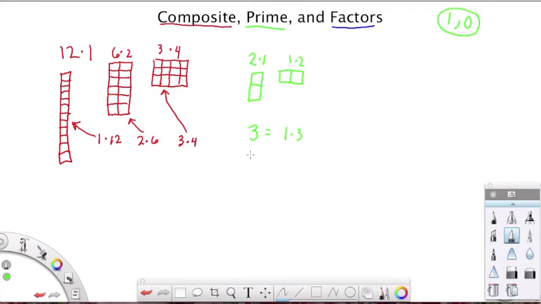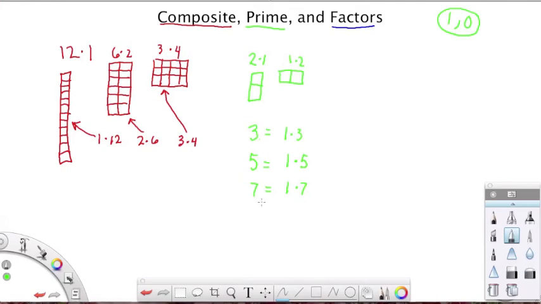What about 4? Well, 4 I can represent as 1 times 4 as well as 2 times 2. So 4 is not prime. In fact, the only prime even number is 2. All other even numbers are going to be composite. Well, let's go to 5. 5 can only be represented as 1 times 5 or 5 times 1. It only has 2 factors. 6 is an even number, so it's composite. 7, here we go again. Guess what? It's prime too, 1 times 7.